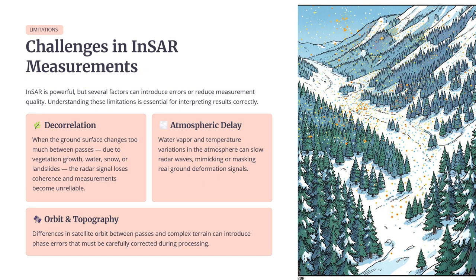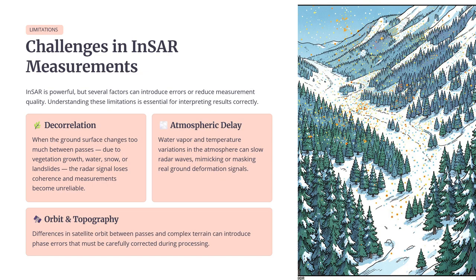Now, although InSAR is very accurate, it also has some challenges. One of the important challenges is decorrelation. If the ground changes too much between the two satellite images, for example, due to vegetation growth, water, snow, or landslides, the radar signals no longer match properly. This creates noisy areas where measurements become unreliable. Other factors such as atmospheric delay, even satellite orbit differences, and even uneven terrain can also introduce errors.